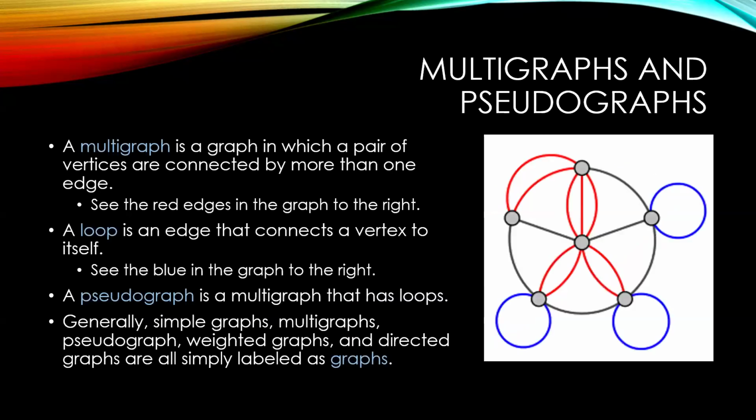We also have other variations of graphs. The simple graph was just having edges connected in a nice way, but a multigraph is a graph in which a pair of vertices are connected by more than one edge. If we look here, the red ones, we have 2 different edges connecting these points. We also have loops. A loop, which is done in blue over here, is something which connects a vertex to itself. A pseudograph is a multigraph that has loops.